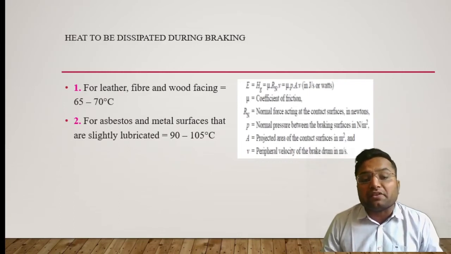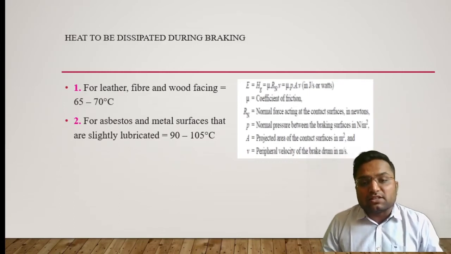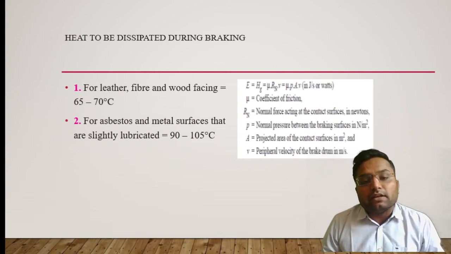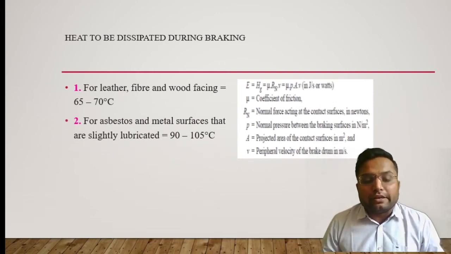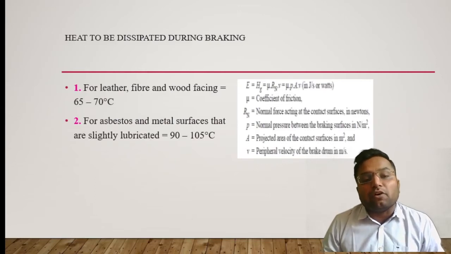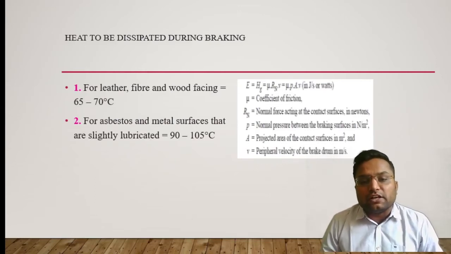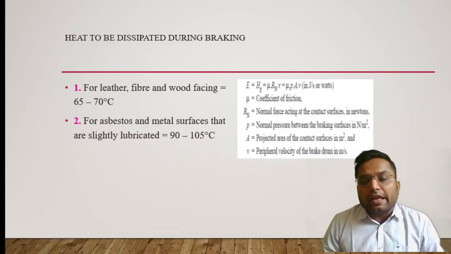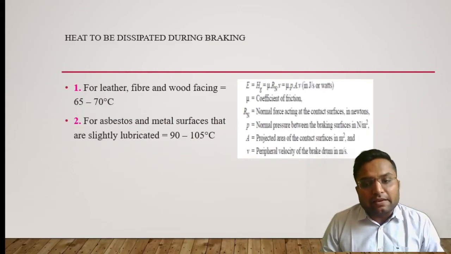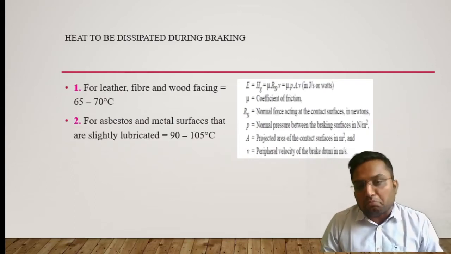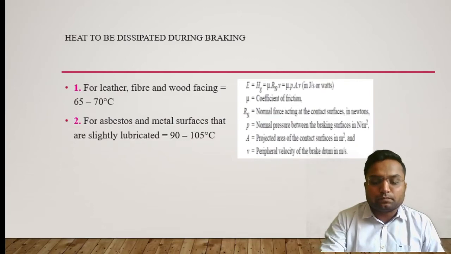Another material is a very well-known material, which is asbestos, and sometimes we can also use woven metal material, like wire of metal woven with the asbestos. With that combination, it can work properly and efficiently until a temperature of 90 to 105 degrees centigrade. If the temperature increases beyond this limit, it will ultimately deteriorate the efficiency as well as the shape and size of our braking material, which is woven with the asbestos and metal.